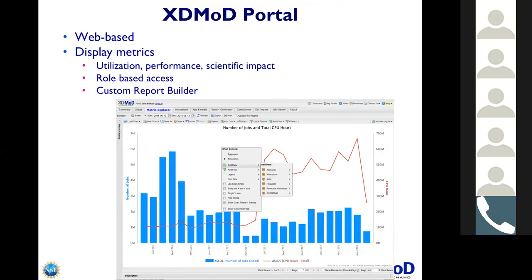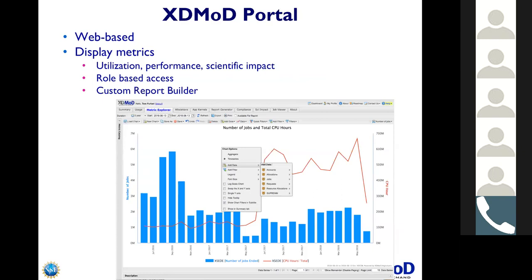Like for myself, as center director, we have a template, which is a center director template. And so I get a copy of that report every month, emailed to me as a PDF file. And so then I can look at the overall system performance or utilization without having to log into it, although I do log into it fairly frequently.